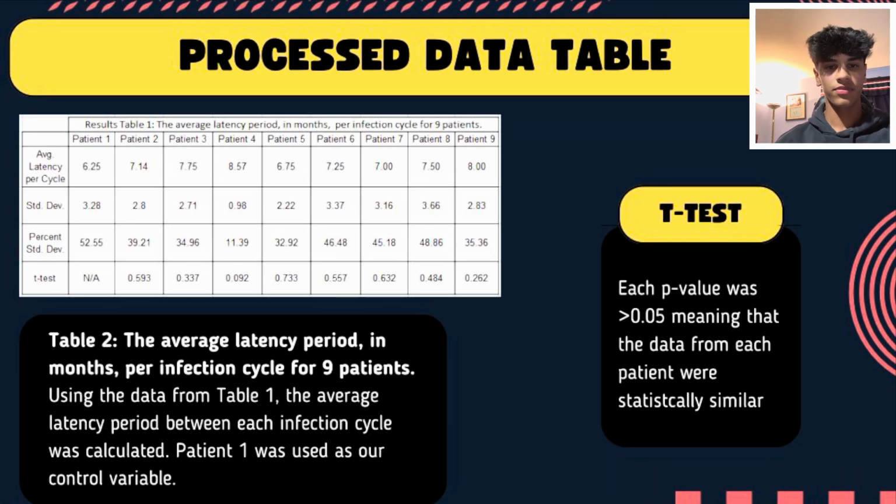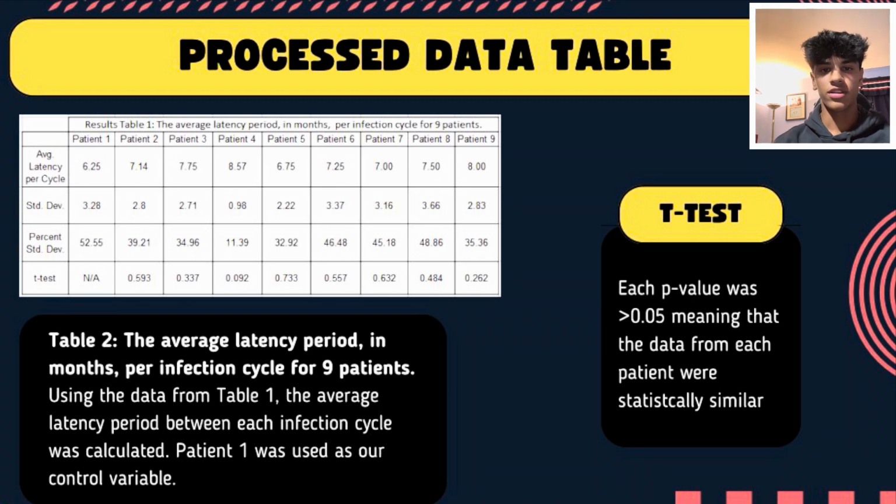Process data table. A process data table is the average latency period in months per infection cycle for each of the 9 patients. Using the data from Table 1, the average latency period between each infection cycle was calculated, and patient 1 was used as our control variable for the t-test.